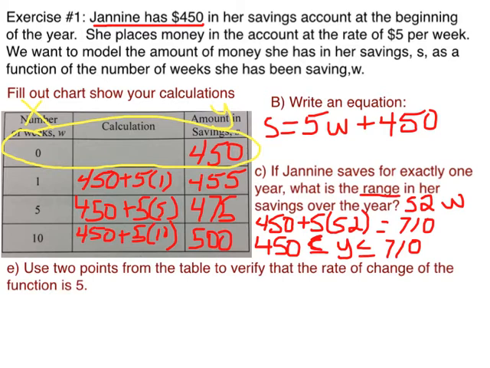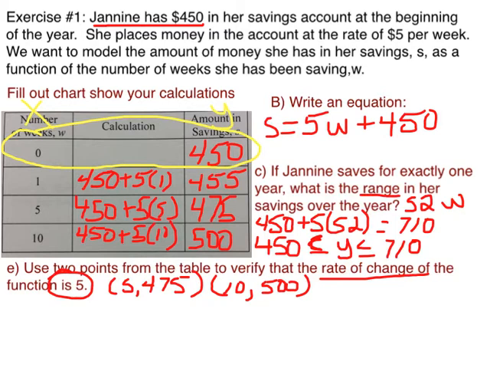E. I would like to use 2 points from the table to verify that the rate of change of this function is 5. So it basically is asking me to prove that the rate of this function is 5. So I'm going to take two different points. I'm going to take 5 comma 475, and I'm going to take 10 comma 500.